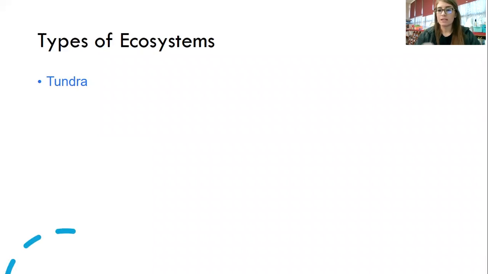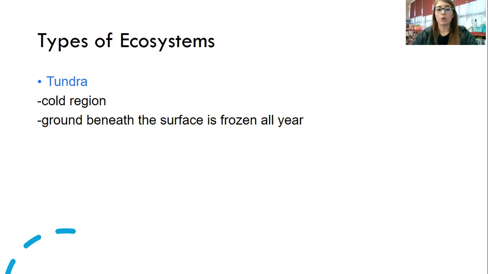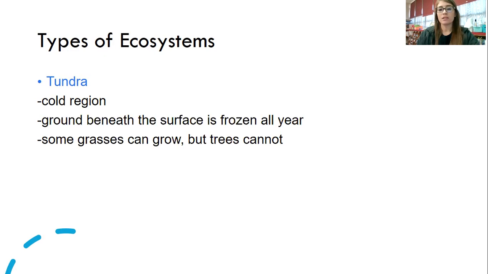So one of them is the tundra. The tundra is a cold region. The ground beneath this surface is frozen all year. It's actually called permafrost. Some grasses can grow there, but trees cannot. Okay? Then we've got rainforests.